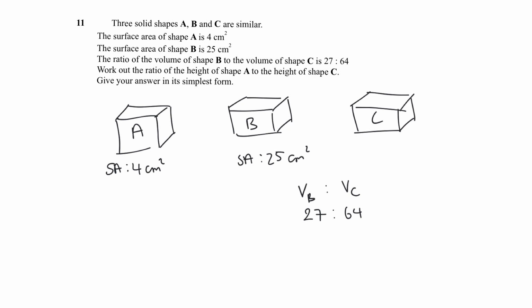Okay, so first thing that we can do is, we know the volume ratio. So we know volume, right? So what we can do is cube root these numbers. So by doing that, you would get a 3 to 4. So then now we need to work out the ratio from A to B. So if we're dealing with surface area, we know that area we would have to, so 4 to 25. With area, you need to square root.